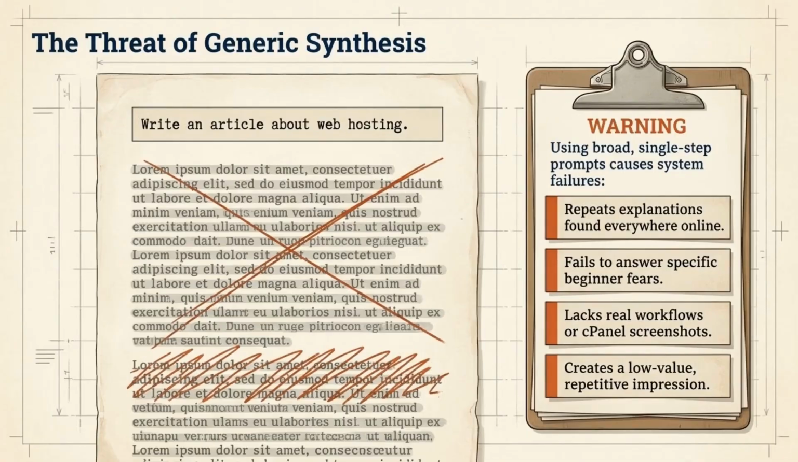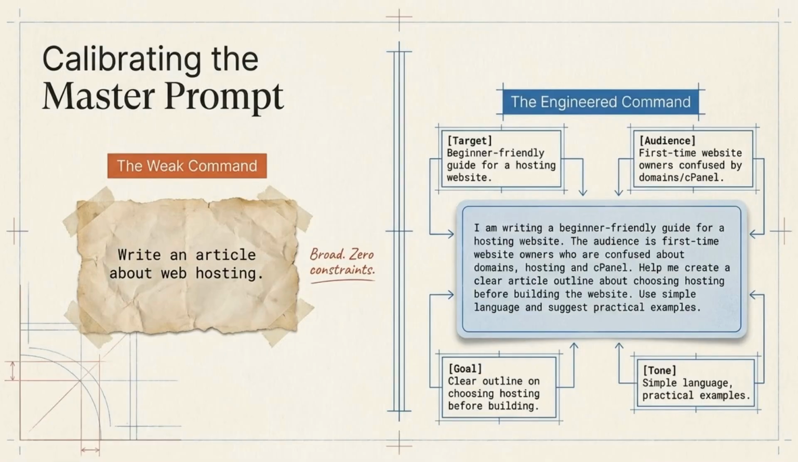A broad, single-step prompt like "write an article about web hosting" inevitably fails. It repeats common knowledge, misses specific beginner fears, lacks real-world examples, and ultimately creates a low-value impression. The solution is to calibrate a master prompt. Instead of a weak, unconstrained command, we'll engineer one by defining 4 key elements: the target, the audience, the goal, and the tone. This gives the AI clear guardrails for producing relevant content.